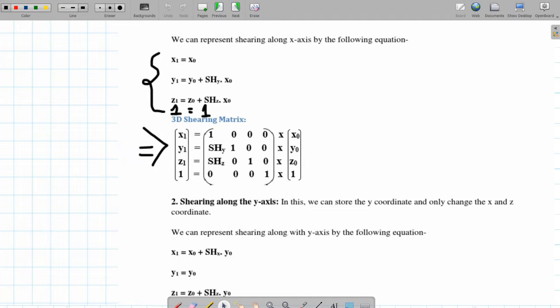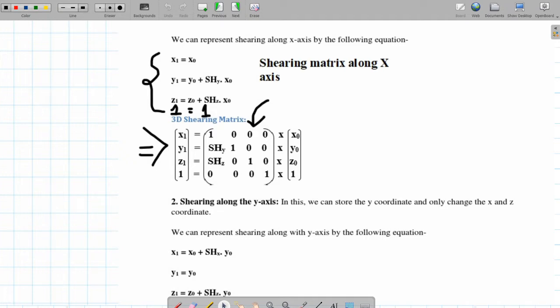So this is your shearing matrix along x-axis. Shearing matrix along x-axis in 3D. Just take a note of this.